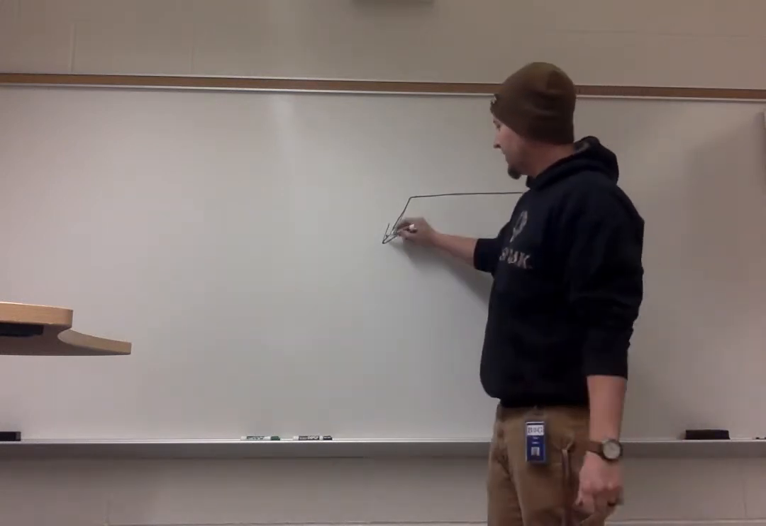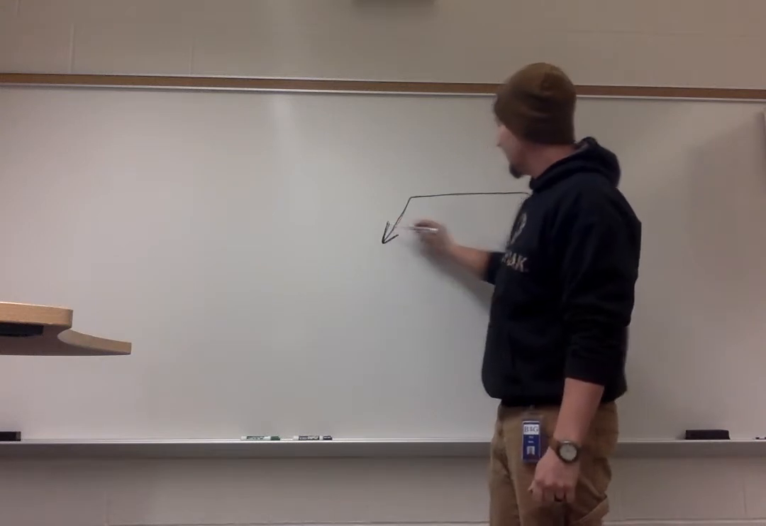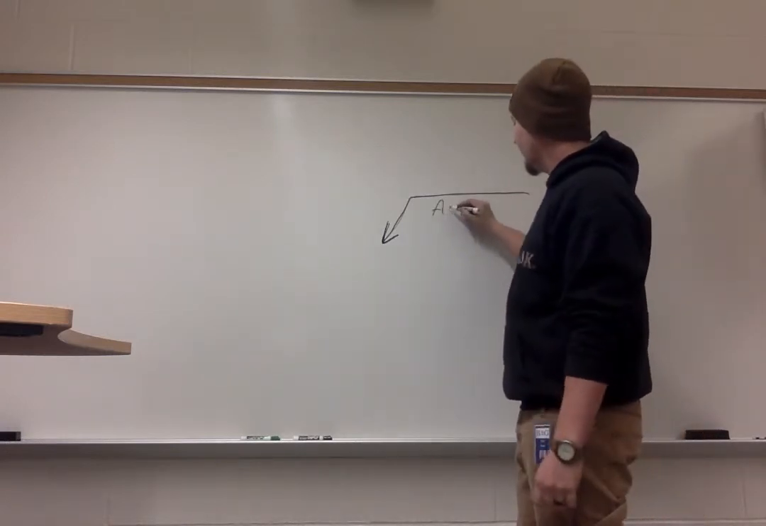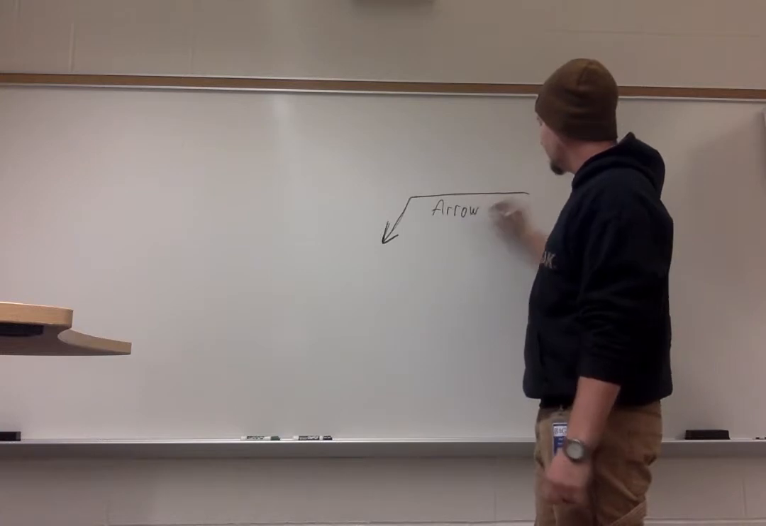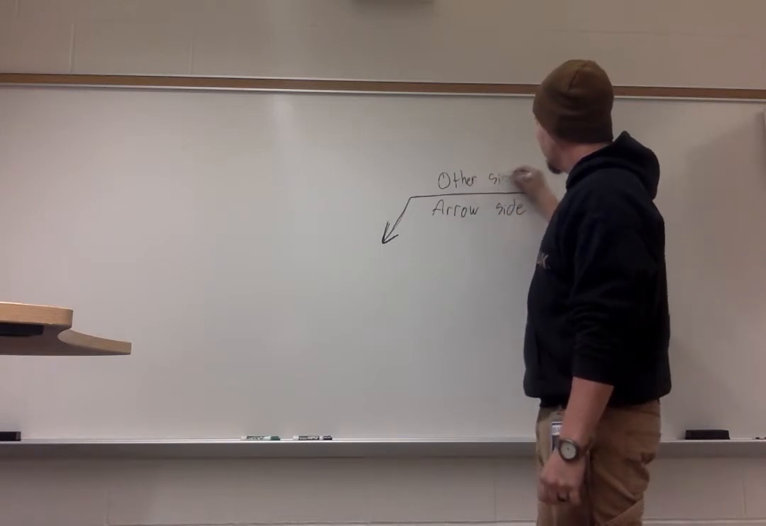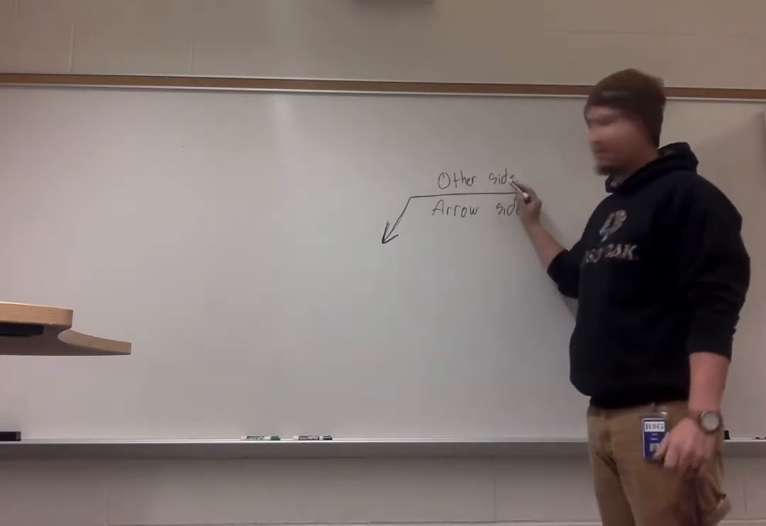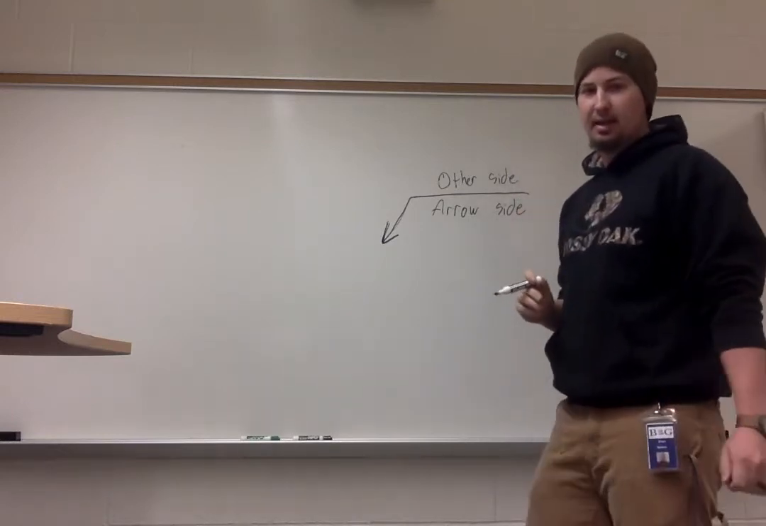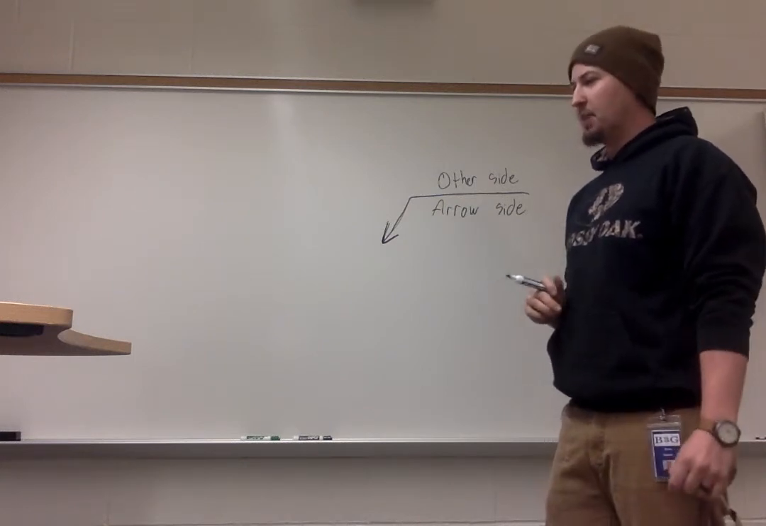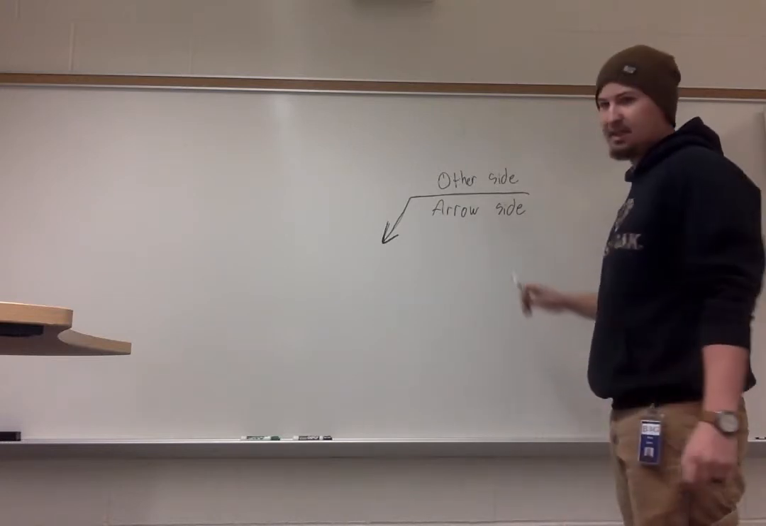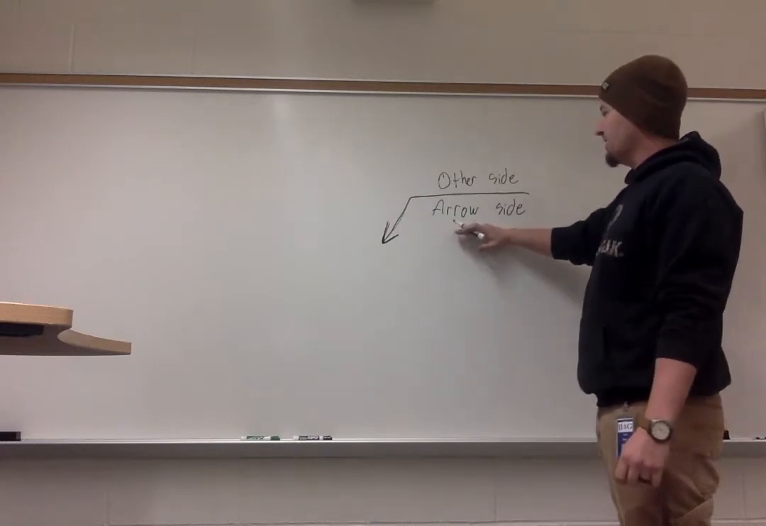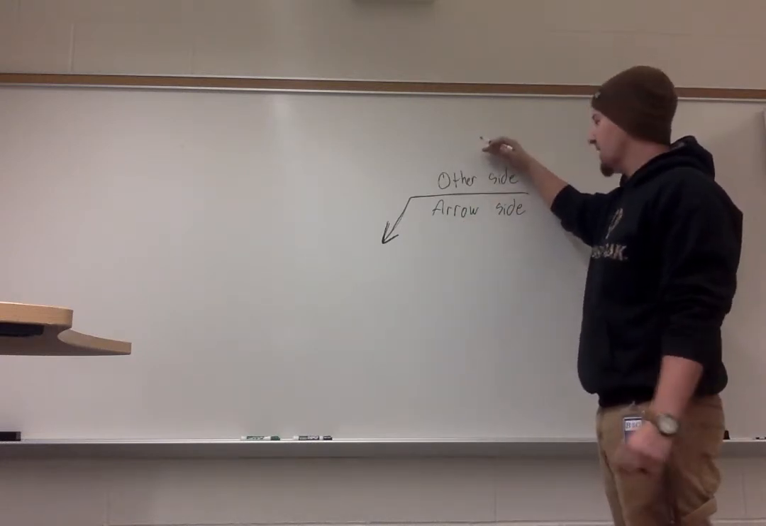Our arrow is always going to be a determining factor along with which side of our reference line. So this is always our arrow side. And this is always our other side. If you would, go ahead and take notes on this, because I'll have a worksheet or two going over this, but also some reference sheets to help, because I know this is going to be backwards as far as words. So, our arrow side is always on the bottom, other side is always on the top.